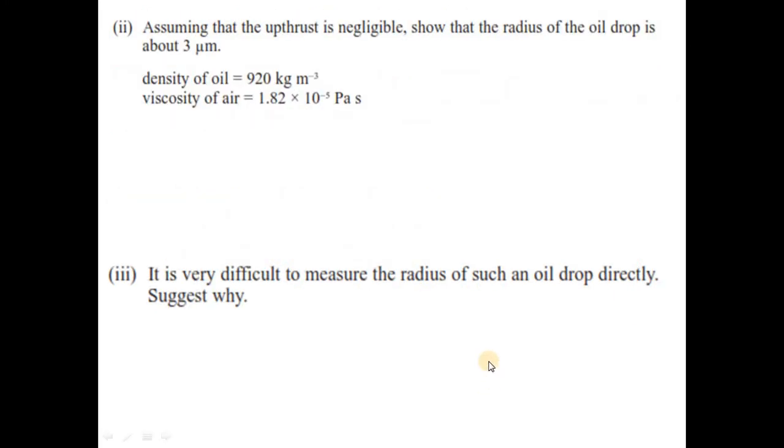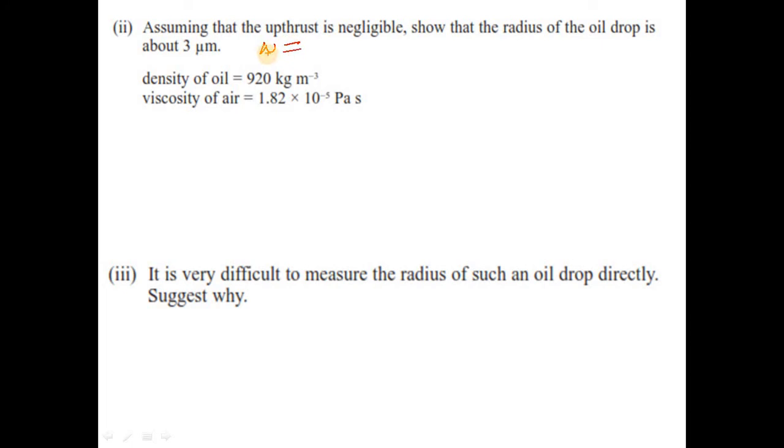Assuming that upthrust is negligible, show that the radius of the oil drop is about 3 micrometer. Density of the oil is 920 kg per meter cubed. Viscosity of air is 1.82 times 10 to the power minus 5.